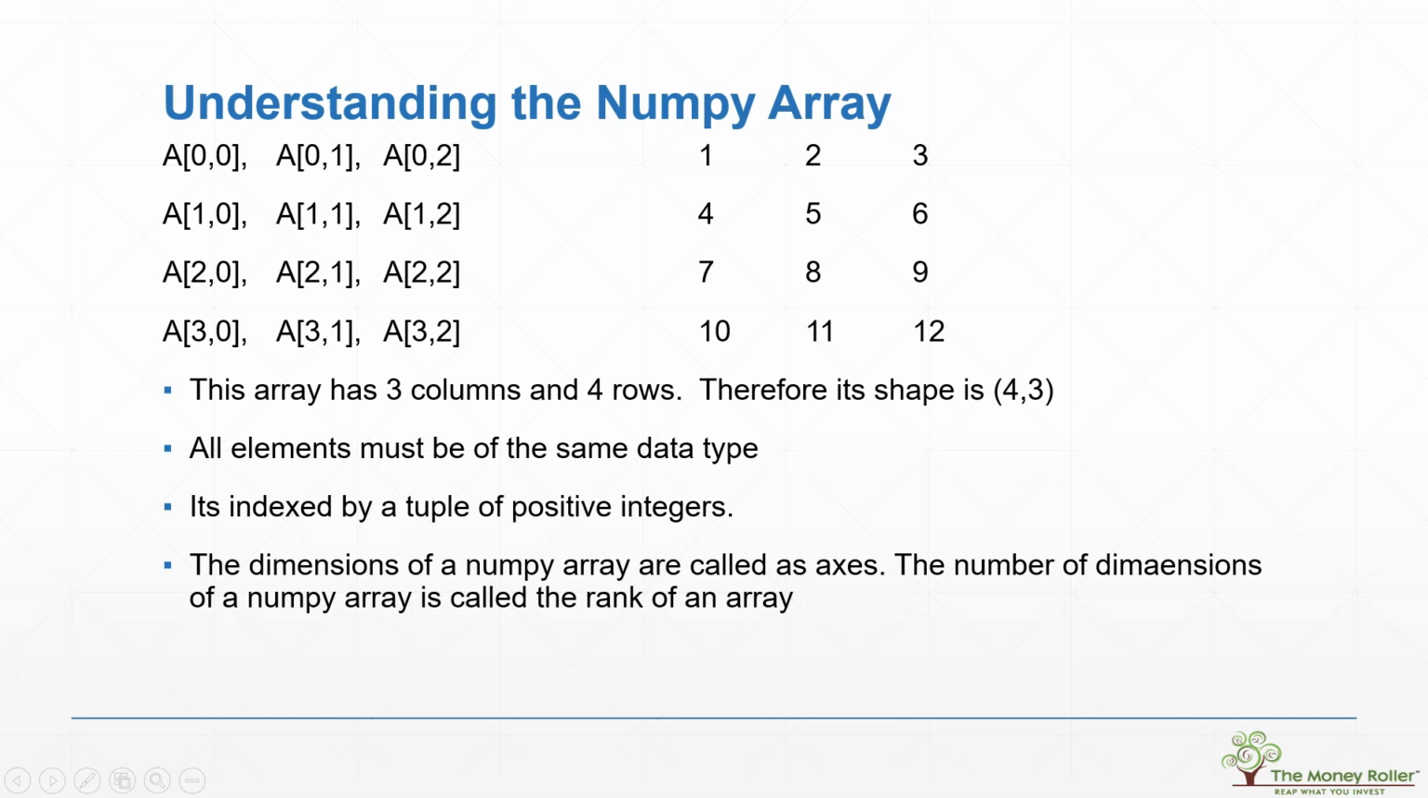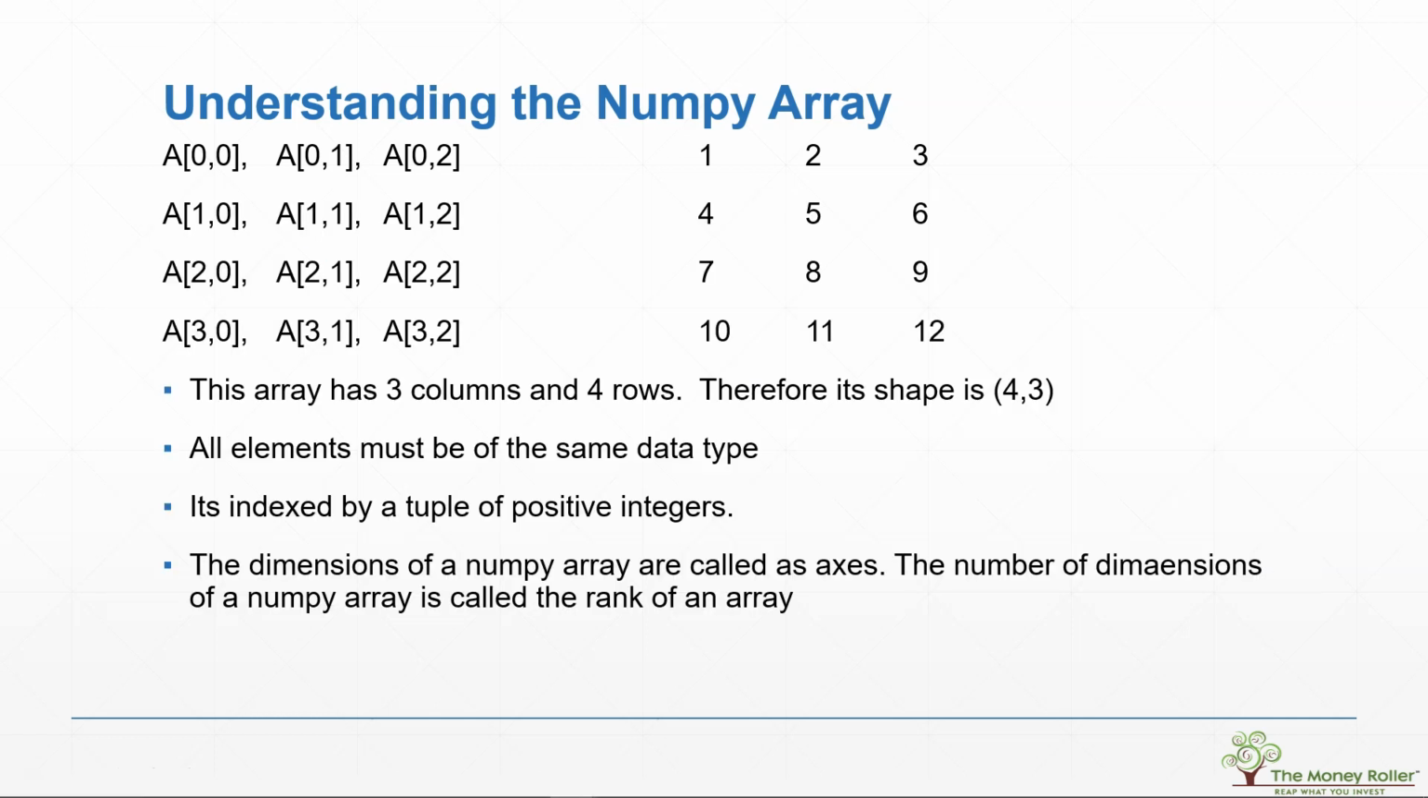So let's say I want 5. 5 is in row 0, 1, 2, 3. So, it's in row 1. And column 0, 1, 2. So, it's in column 1. So to access 5, I have to do A[1, 1], assuming this array's name is A. If I want to access 9, it's in row 0, 1, 2. So 2, and column 0, 1, 2. So 2. So to access 9, it's 2, 2. If I want 10, then I have to go in row 0, 1, 2, 3, and column 0, so 3, 0. So that's how I access the variables of this array.